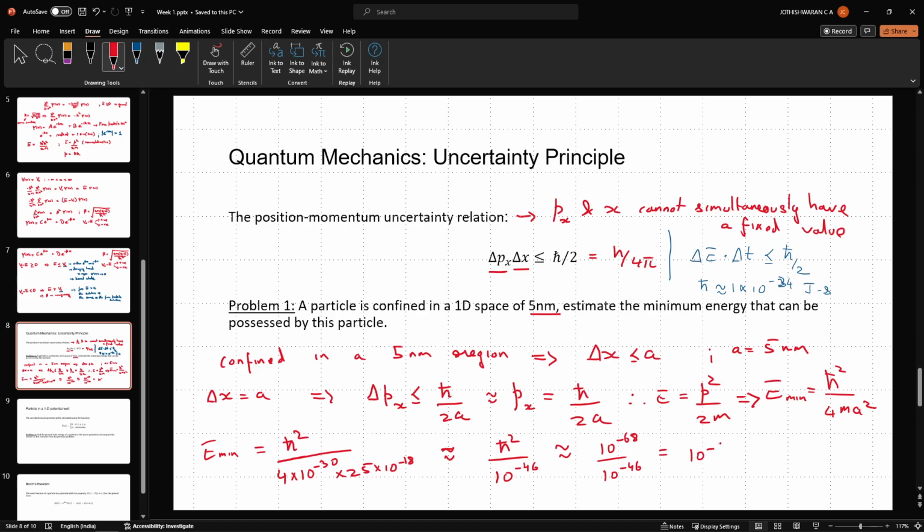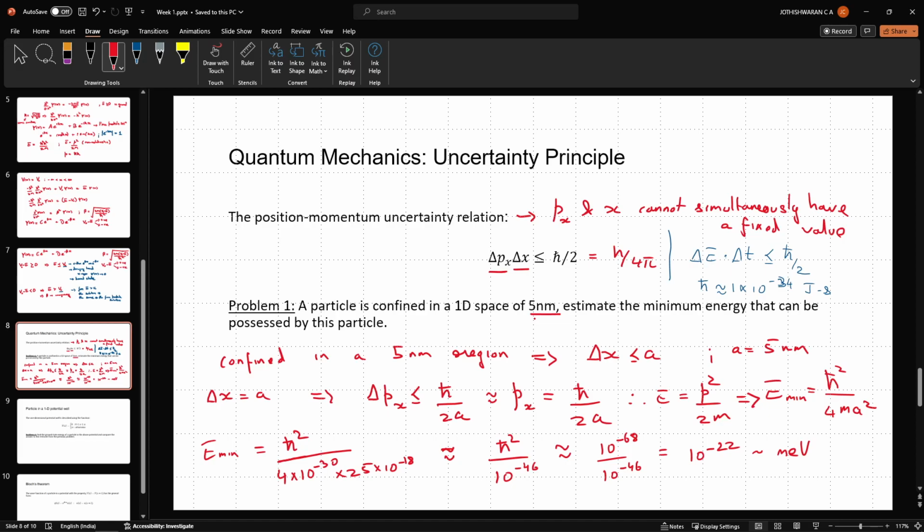10 to the power minus 22. So now this is of the order of milli electron volt. So this tells us what is happening in the system. So what this means is that if I am trying to confine an electron in a volume, in a space of say 5 nanometers, then this is the lowest possible energy that the electron can possess. It cannot have an energy that is lower than this.